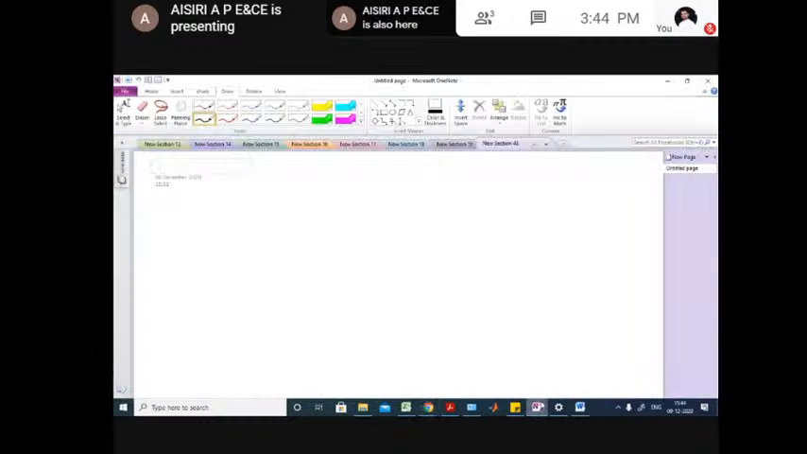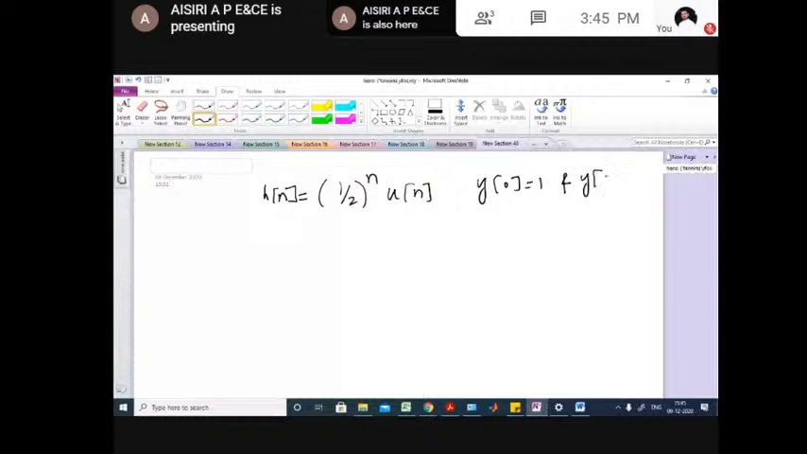The first question that we had was: let y of n denote the convolution of h of n and g of n. We have the input as g of n, and h of n is the impulse response of an LTI system, given as h of n equal to 1 by 2 to the power of n into u of n, and y of 0 is 1 and y of 1 is 1 by 2. If we plot these two sequences, what we get is: at n equal to 0, y of n is 1, and at n equal to 1, y of 1 is 1 by 2.